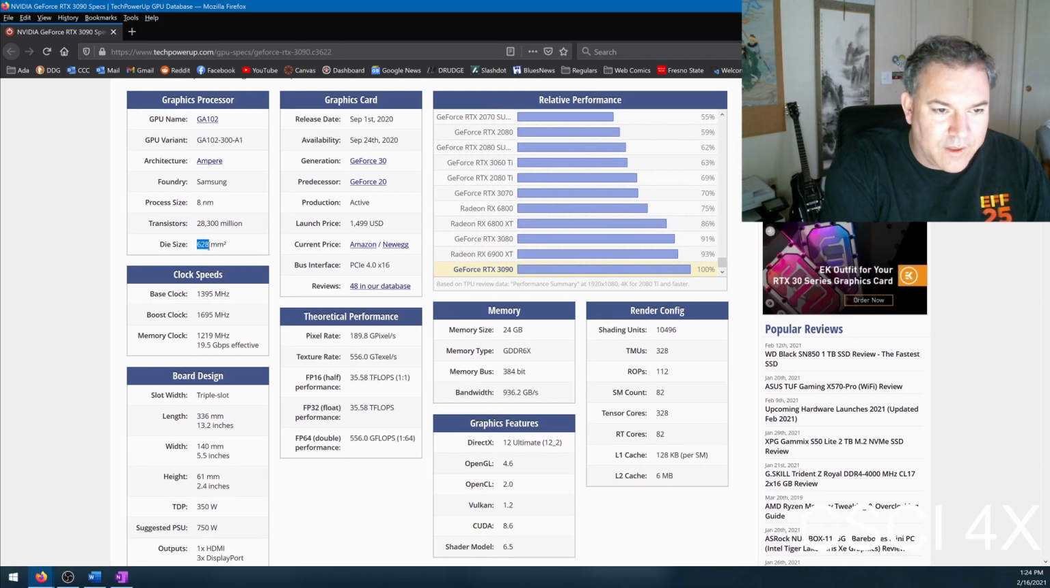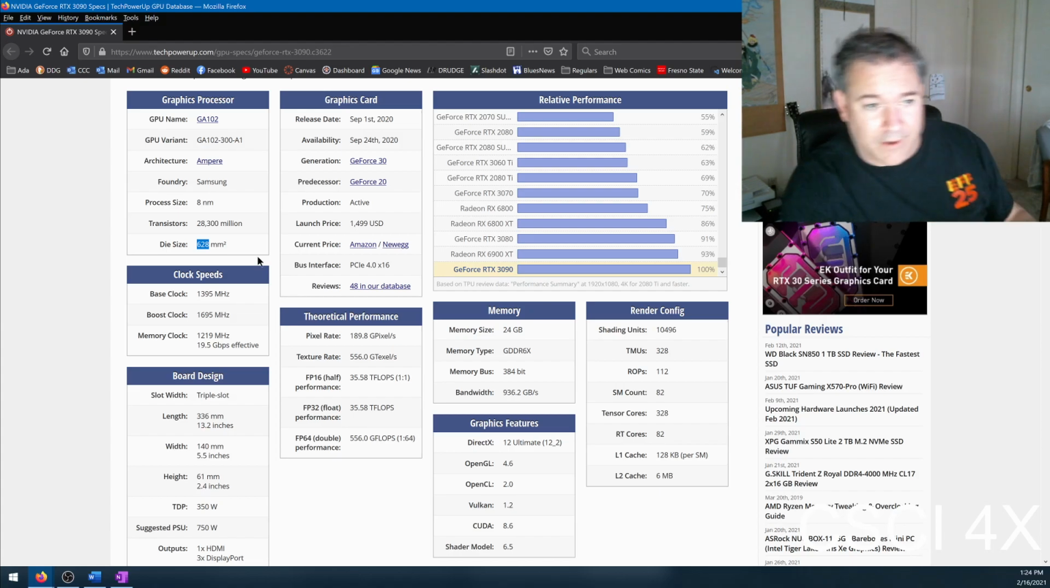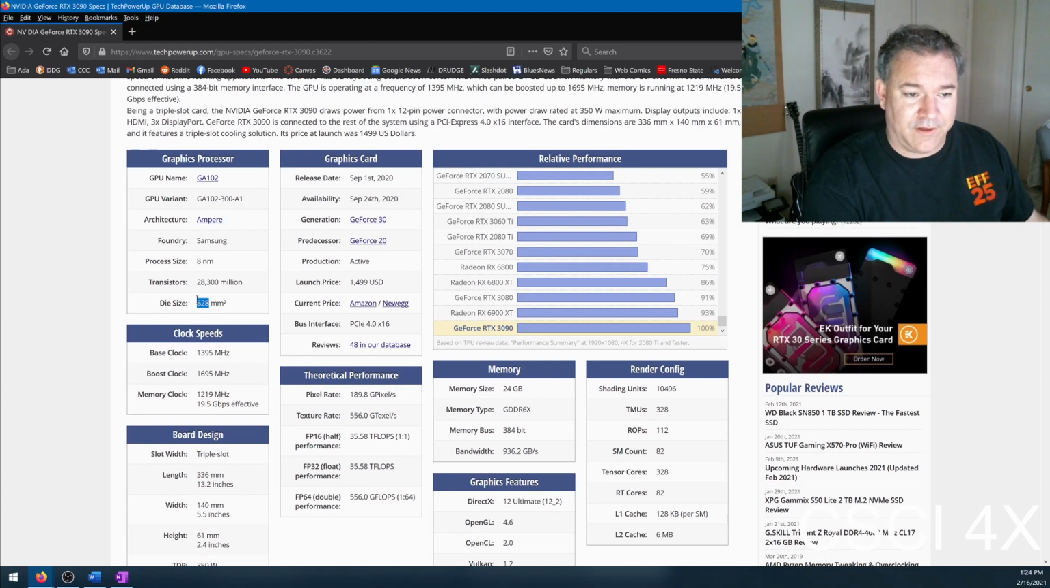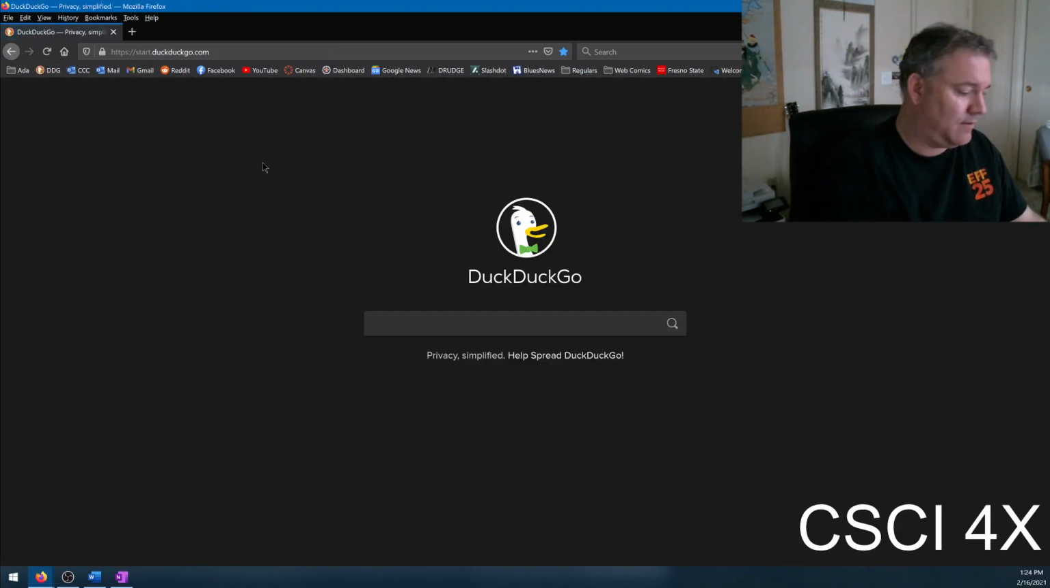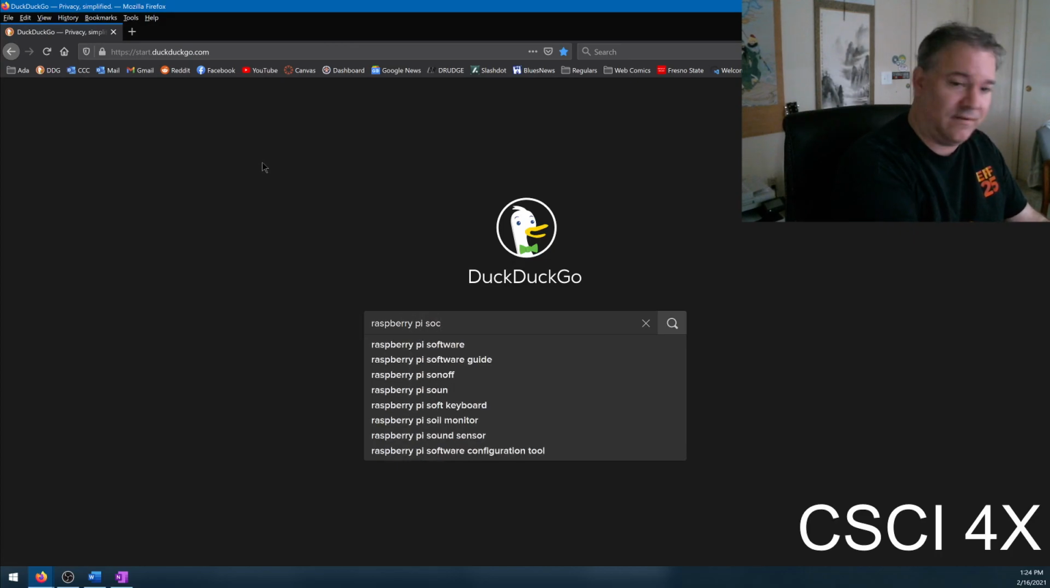Die size 628 millimeters. Okay, millimeters squared. Sorry, so it's 600 millimeters squared. Cool. Now let's look at how big the Raspberry Pi system on a chip is.